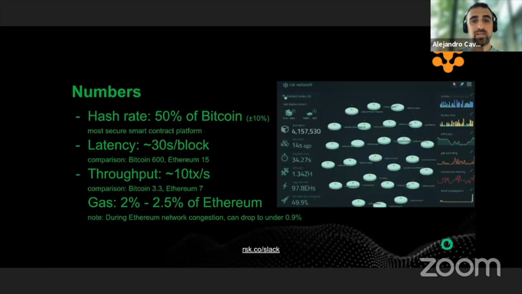And in terms of gas price, or let's say the fees that you have to pay for a transaction, Rootstock is really cheap, depending on the moment and the congestion. It could be from 50 times cheaper than Ethereum to 100 times cheaper. So this is really important, because you have a lot of security with a very low price.